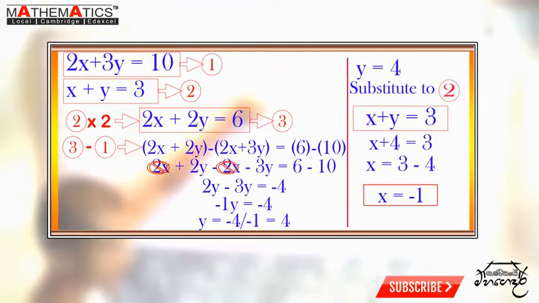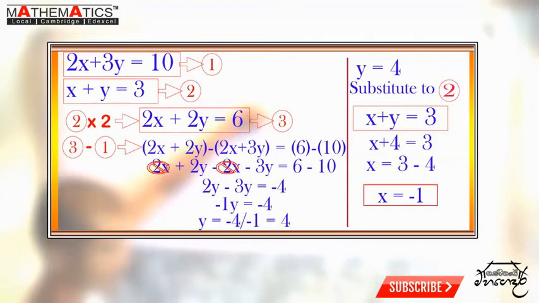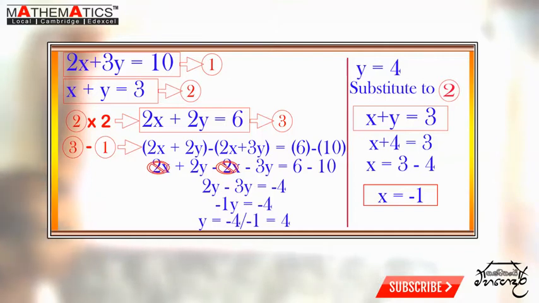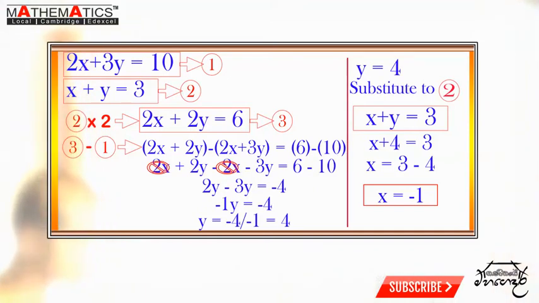When you do the subtraction, you should write the left side of the third formula, which is 2x plus 2y. After that, minus the left side of the first formula, which is 2x plus 3y. But when you write the left side of the first formula, it is necessary to write it in parentheses, equal to the right side of the third formula, which is 6, minus the right side of the first formula, which is 10.